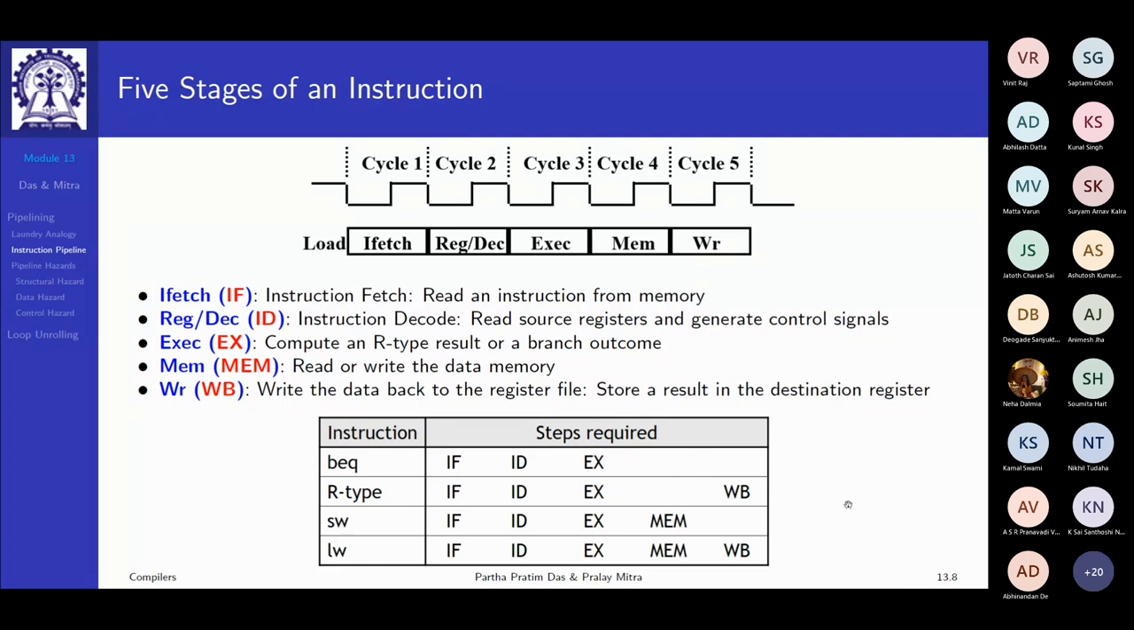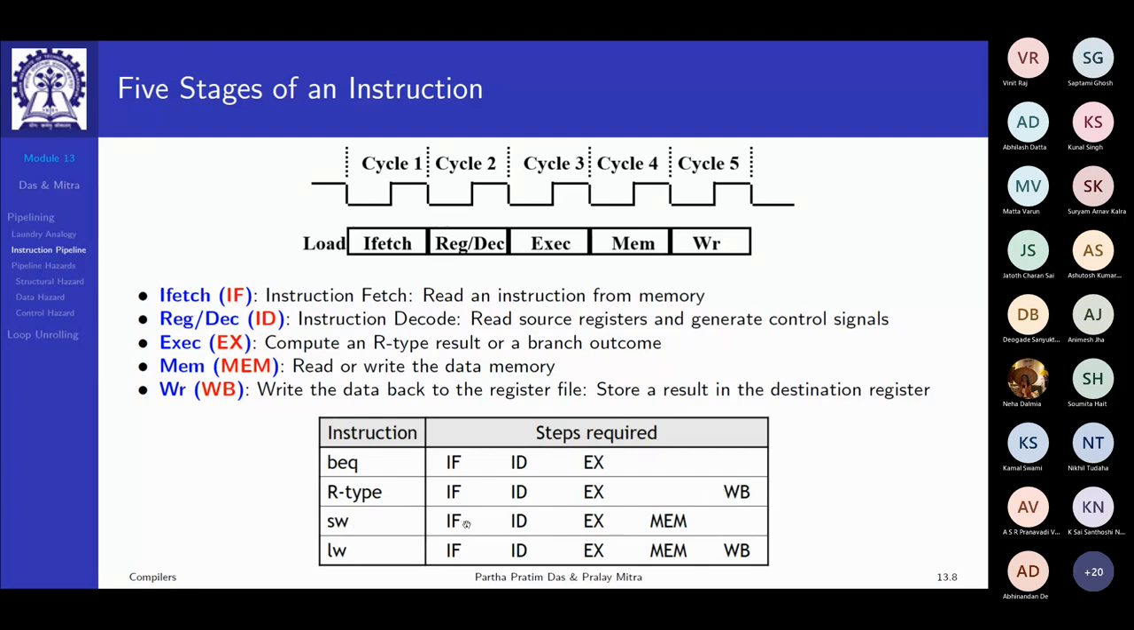For a register type operation, like a typical ALU operation, you will have fetch, decode, execute, and then you will have to write that result back. You have to write back the result to the destination register. Add R1, R2, R3: you have decoded add in the ID stage. R2, R3 you have read in the ID stage. You do the addition in the execute stage, and that addition result from the ALU you write back to the register file in the write back stage, which is the 5th cycle.